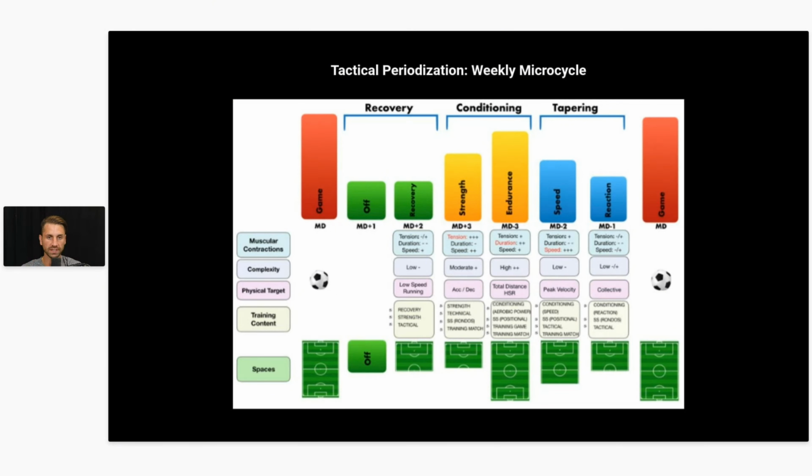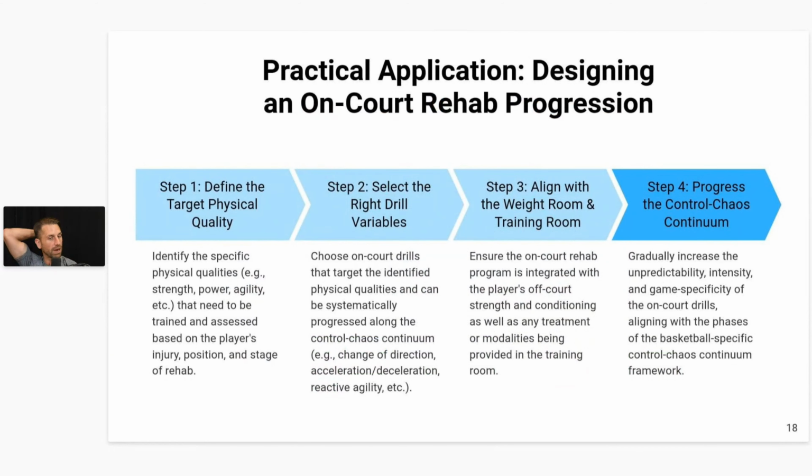So just reference this as an idea of how can I, when I periodize my rehab plan and I'm trying to progress certain qualities, am I tapering leading into it? And am I getting the adequate recovery the day after, right? So that's how we can leverage something like this. So let's talk about practical application, designing an on-court rehab progression. Let's go step by step here and kind of tie everything together.